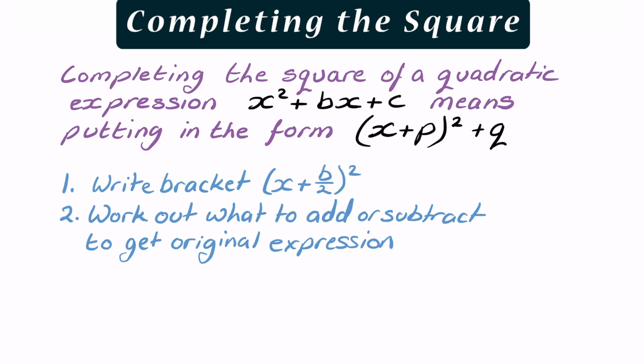So here are the stages for completing the square. Firstly, we write out the bracket of x plus b divided by 2, and b is our coefficient of the letter term, which we divide by 2. We then square that whole bracket. Once we've done that, we'll look at that bracket and then we will figure out what we need to add or subtract to get the original expression.